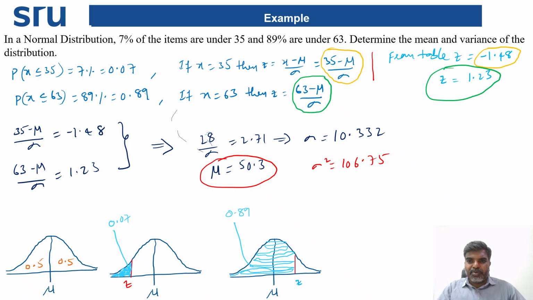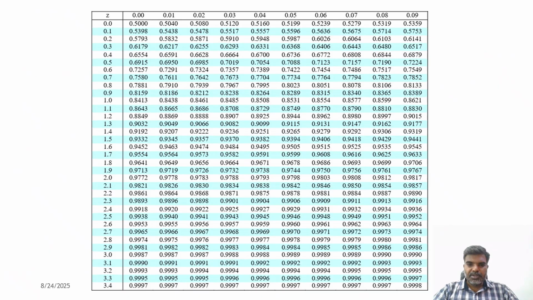In the first two examples, mean and standard deviation are given. We calculated probability. In this example, probabilities are given. With the help of the formula and table, we are finding mean and standard deviation. In the first two examples, we know the z values. By using those z values, we are finding the corresponding areas with the help of this z table. Now, in this particular example, areas are given. Now we have to find the z values.